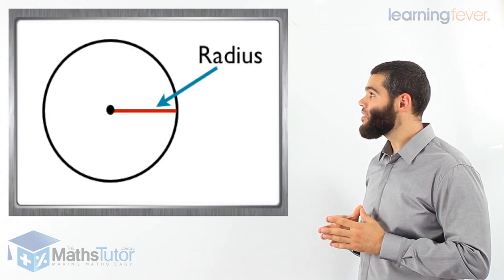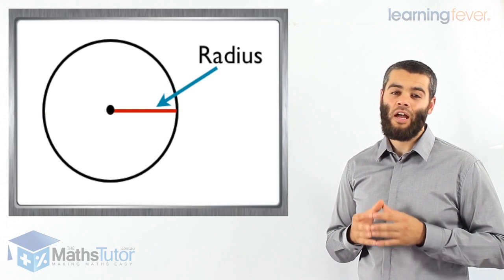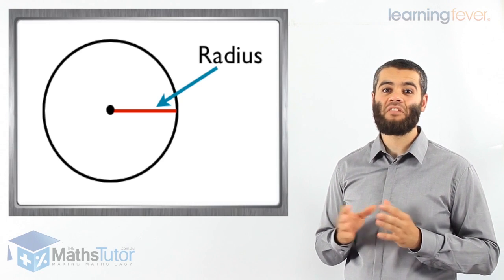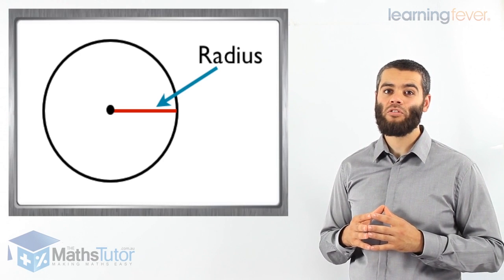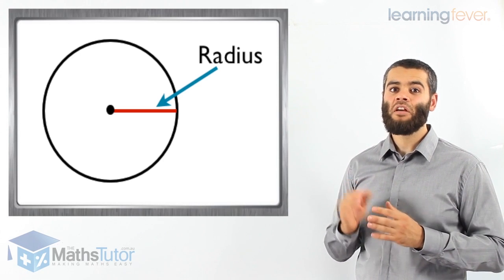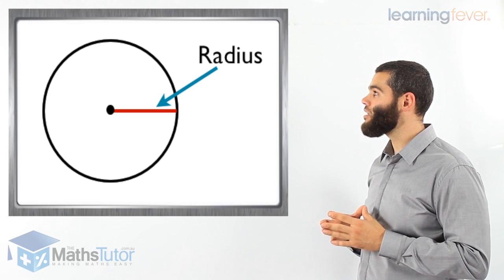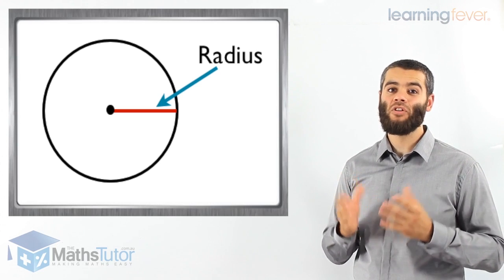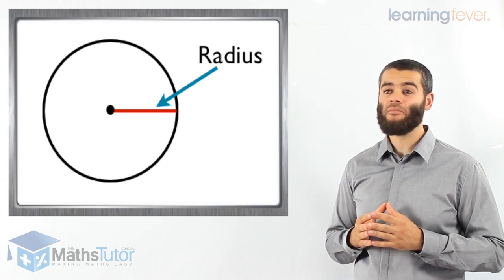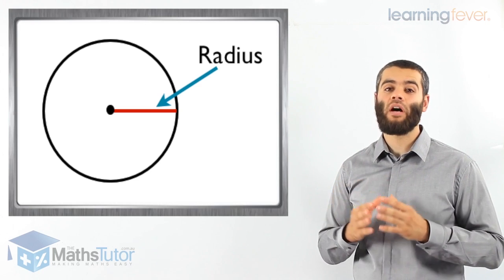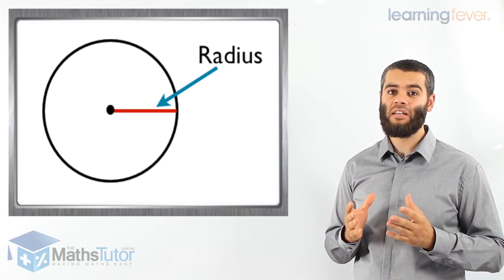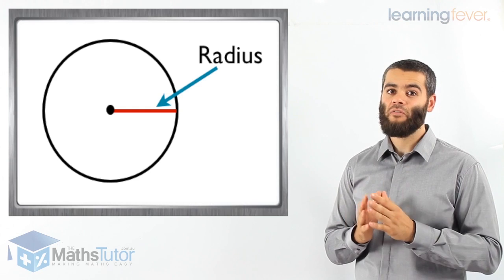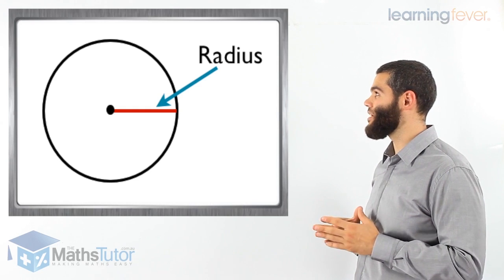The other part is a radius of a circle. A radius of a circle is basically a line or an interval that goes from the center of the circle to any point on the actual circle. It is half the diameter. So if the diameter was 5 centimeters, the radius will be 2.5 centimeters. If the diameter was 10, then the radius will be 5. If the diameter was 20, then the radius will be 10. Very important, the radius is half the diameter.